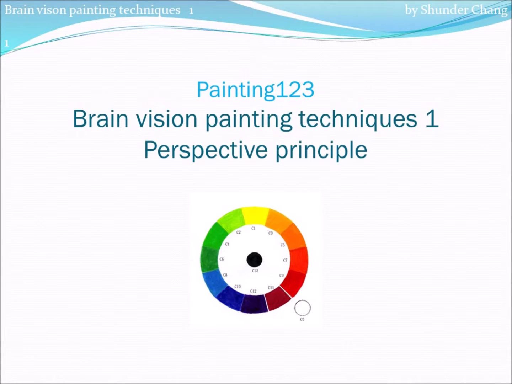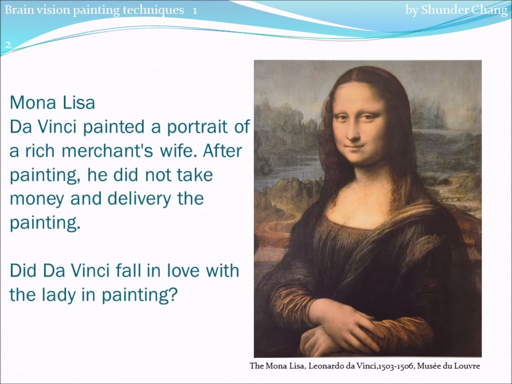Brain Vision Painting Techniques 1. Perspective Principle. Mona Lisa. Da Vinci painted a portrait of a rich merchant's wife.